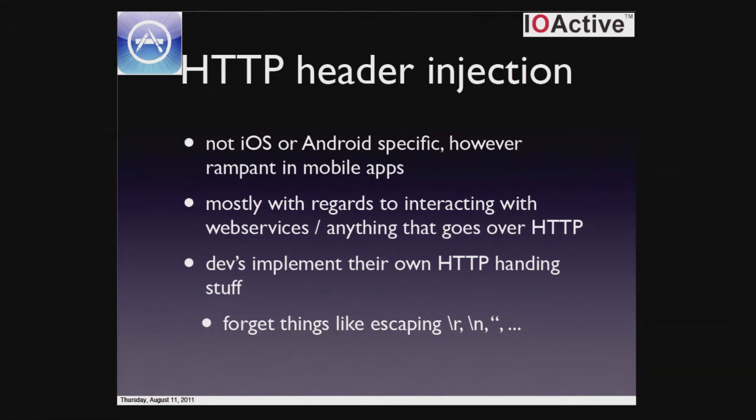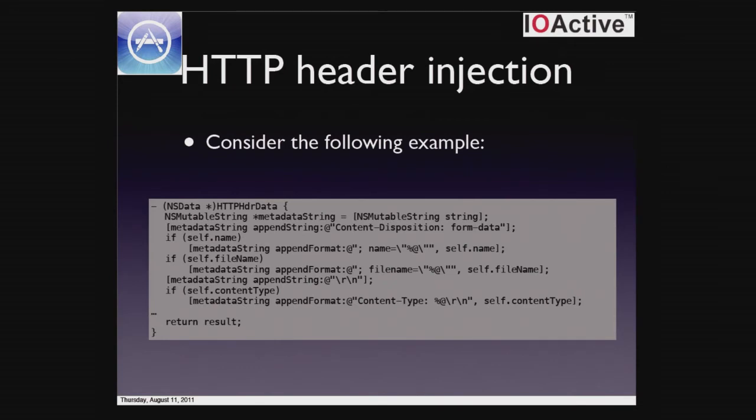HTTP header injection happens basically because they'll forget to escape stuff like the newline and that kind of stuff. And then you end up with an attacker who might be able to inject their own HTTP headers, in which case you might be able to get an attacker to say stuff on your behalf to a web service that you really didn't intend to, or just arbitrarily inject HTTP requests as you.